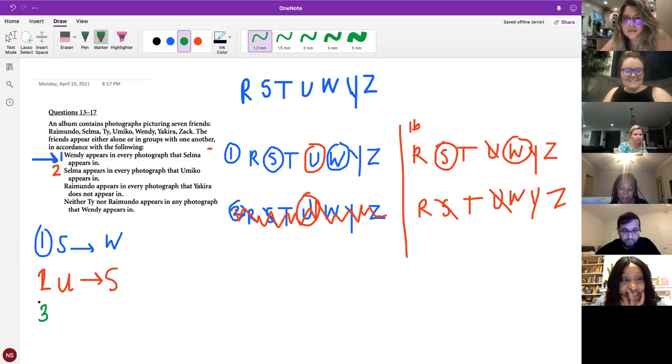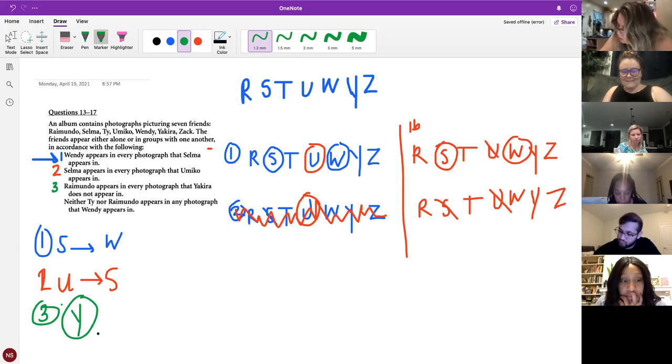Okay, so now we're going to go on to rule 3. R appears in every photograph that Y does not appear in. So here we're saying that if we don't have Y, then we have R. And if we don't have R, then we have Y.